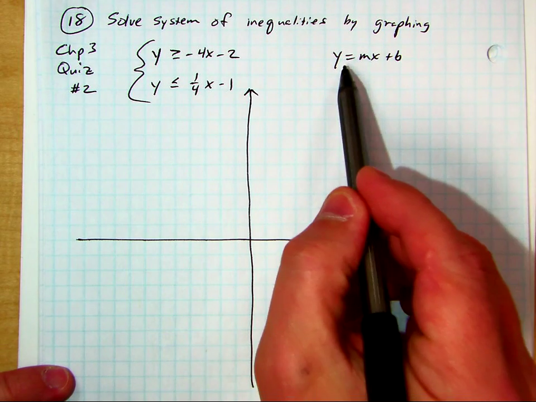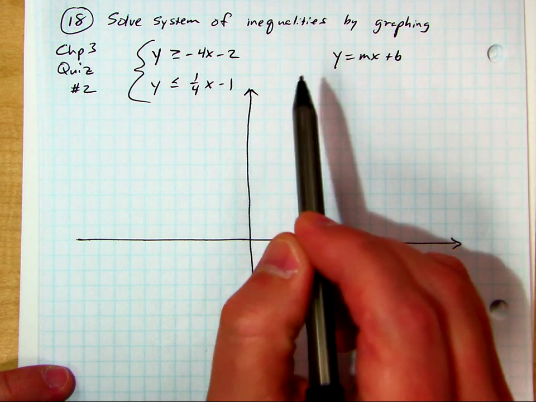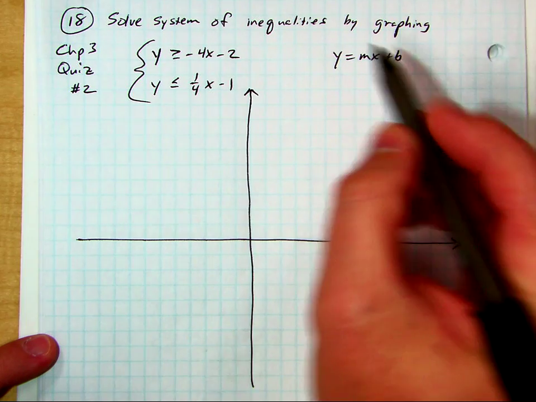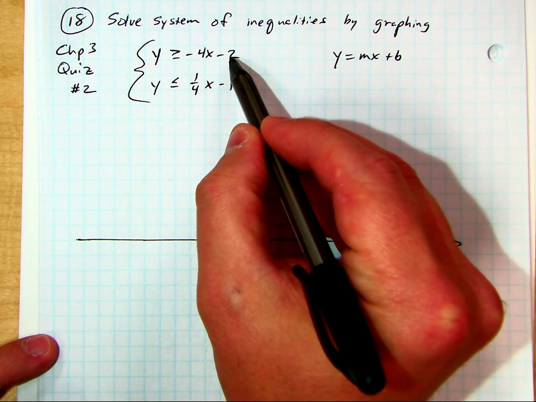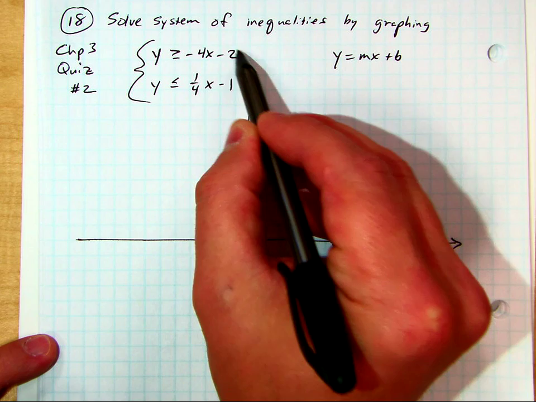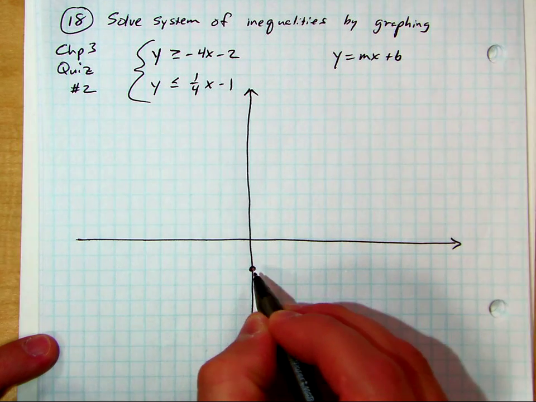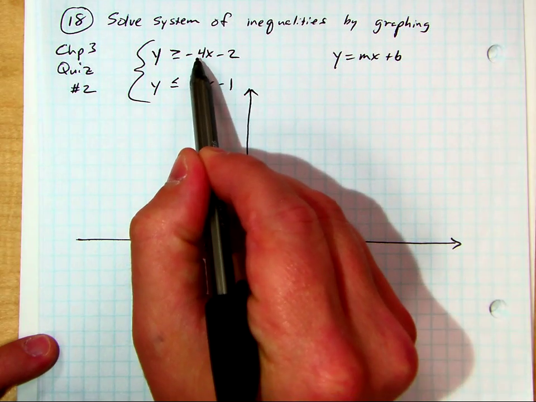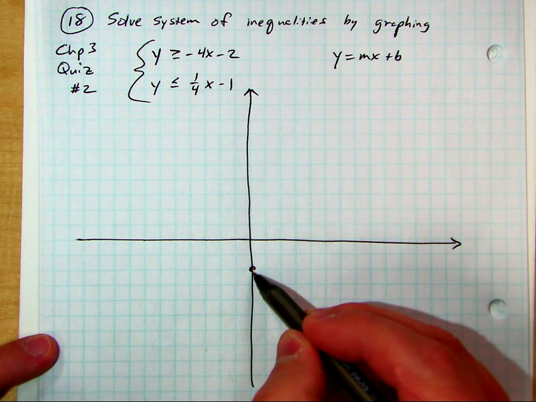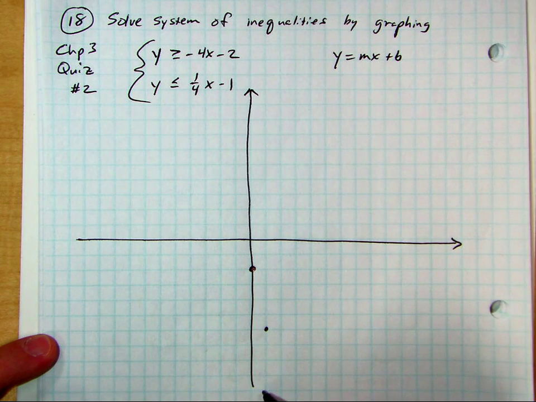So I've put up here slope-intercept form. As long as you understand how to graph from this and understand the basics of shading, this one should not be that difficult. So for both of these, we always want to start at the y-intercept. The y-intercept is the constant over here, and we're going to plot that point for the top inequality. So we're going to go down to minus 2, plot a point. And then the slope is negative 4. So that means we go rise of negative 4, go down 4 and over 1, down 4 and over 1.